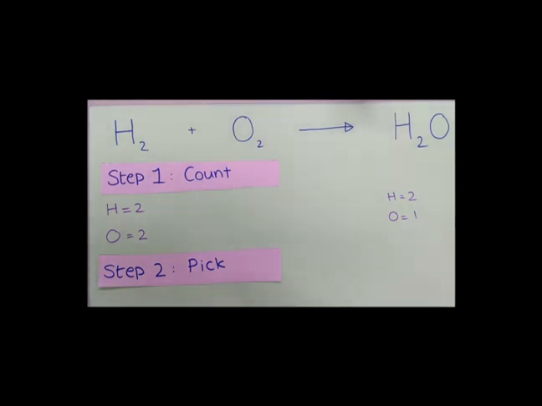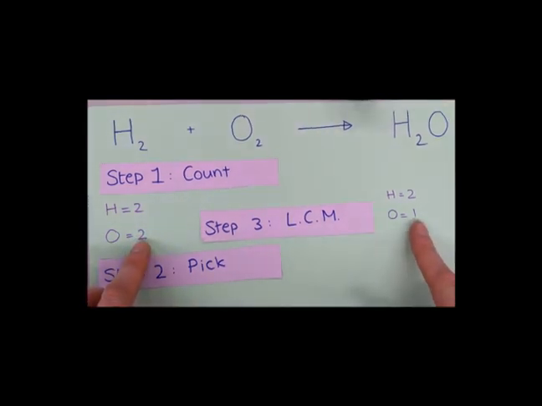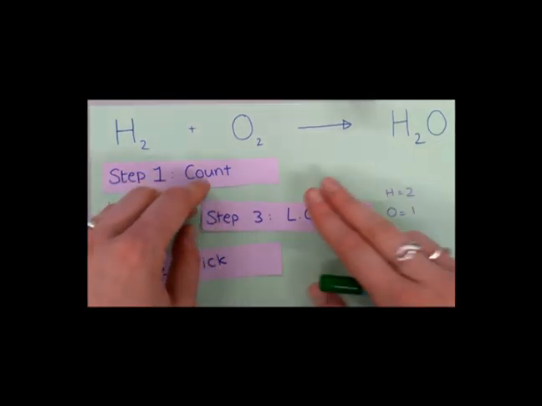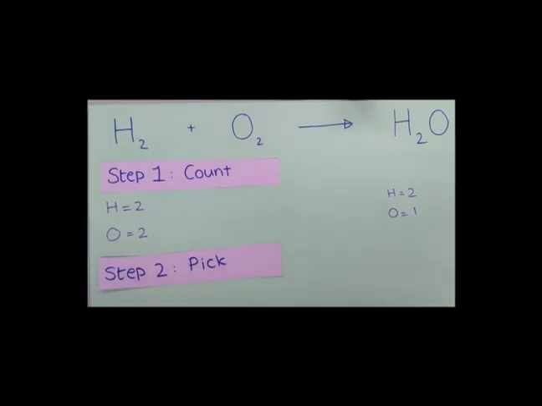My third step is that for the element I've picked, I need to work out what the lowest common multiple is. So if your maths is a little bit shaky, what we mean is we want a number that 2 will go into and 1 will go into. Now again, we've got quite an easy example here. So obviously the smallest number that 2 and 1 will go into is 2. So I'm just going to write that here in the middle.